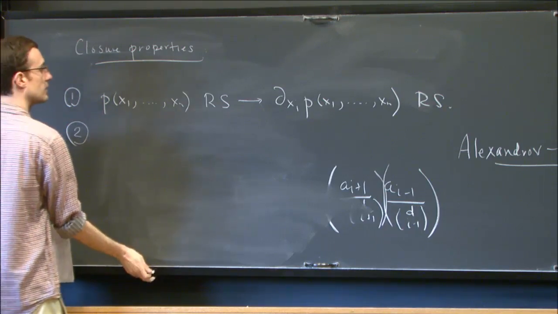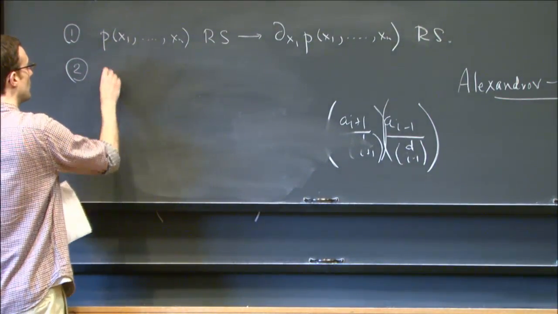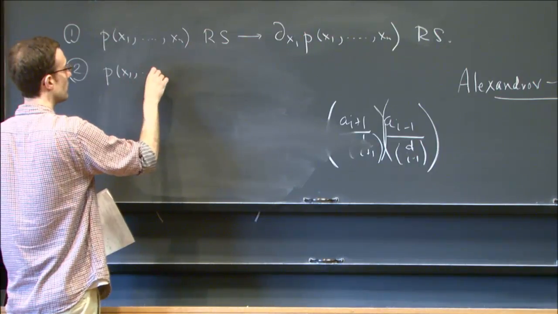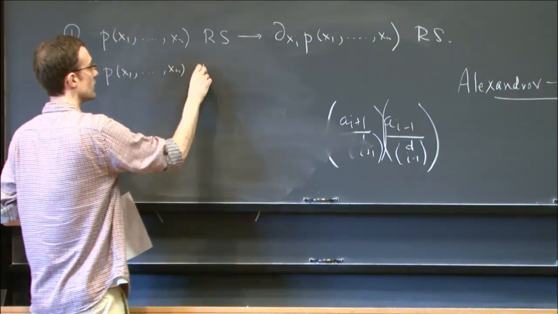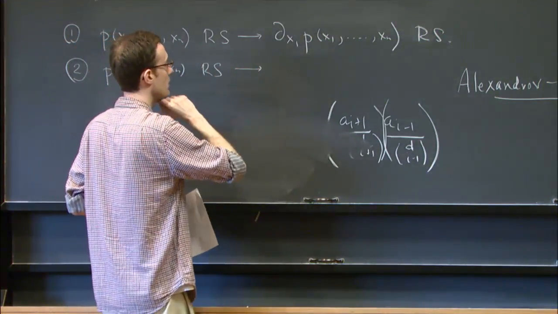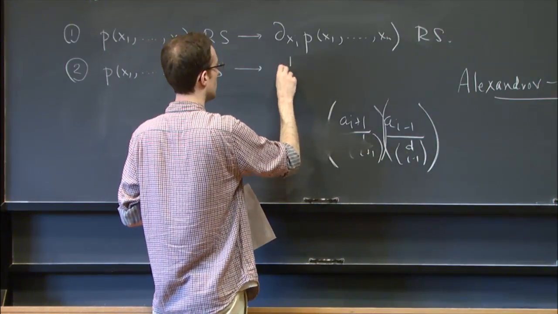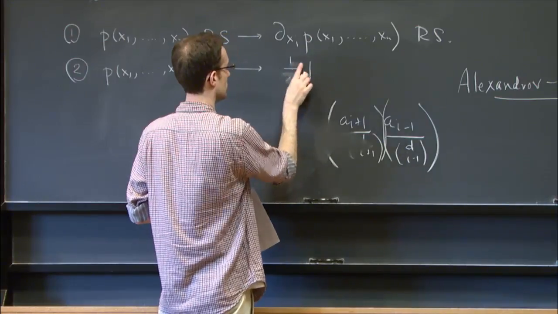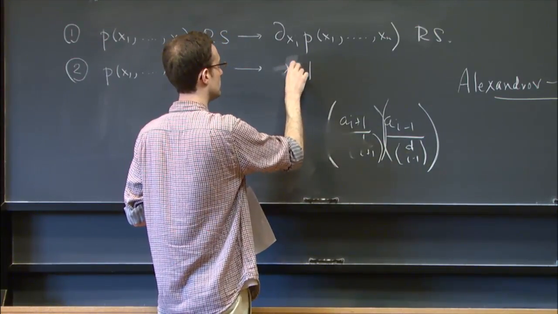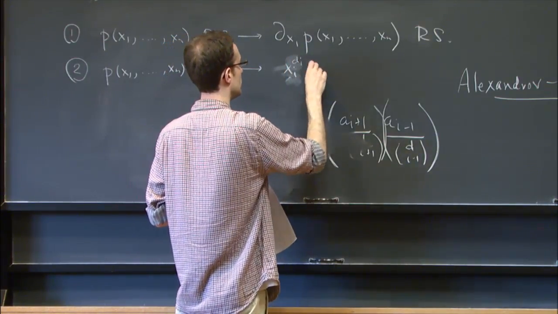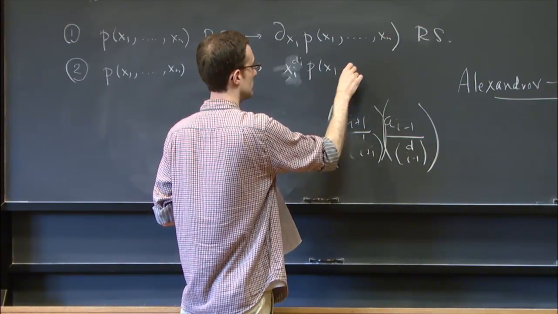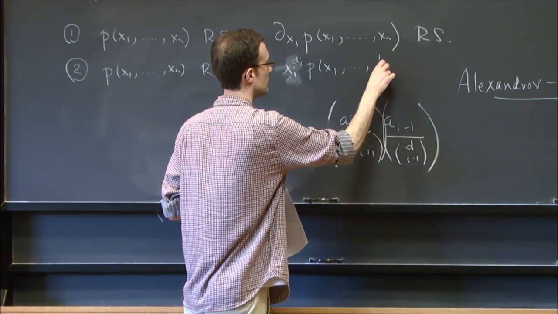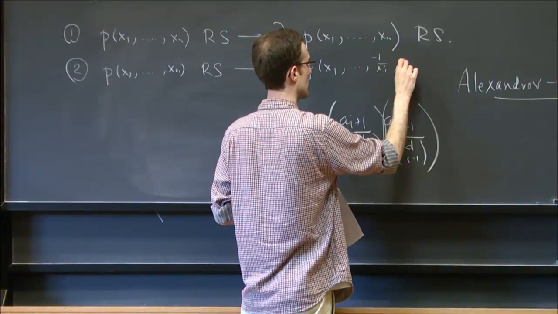So secondly, P of x1 through xn real stable implies 1 minus 1 over xi, I need a minus there.